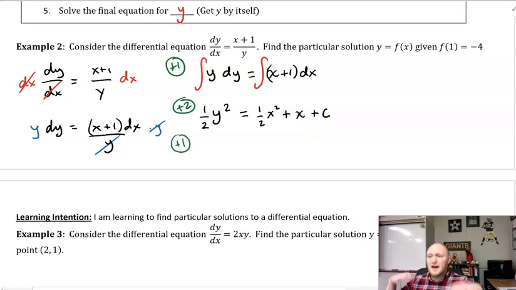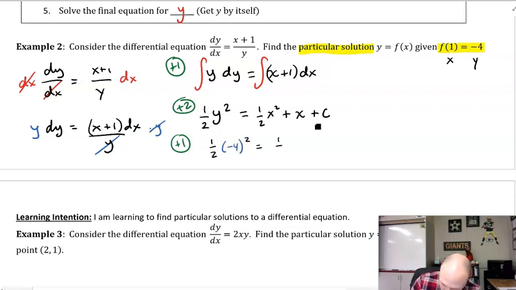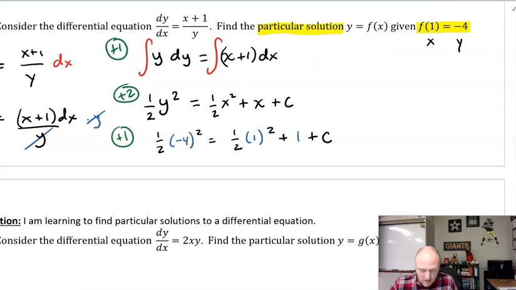Now I have to solve for c. How do I solve for c? Well, they gave us an initial condition. They say the particular solution given f of 1 is equal to negative 4. Now this is an x value and a y value. So all we do is we plug these in. So I have 1/2 times negative 4 squared equals 1/2 times 1 squared plus 1 plus c. I'm just going to plug in x and y, and this will help me find out what c is.